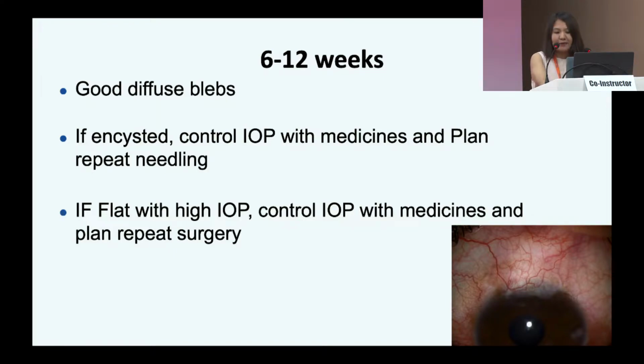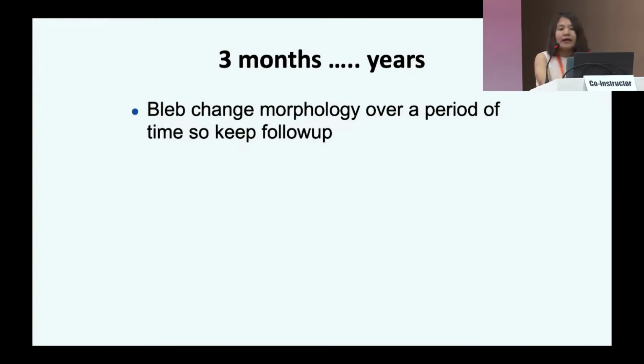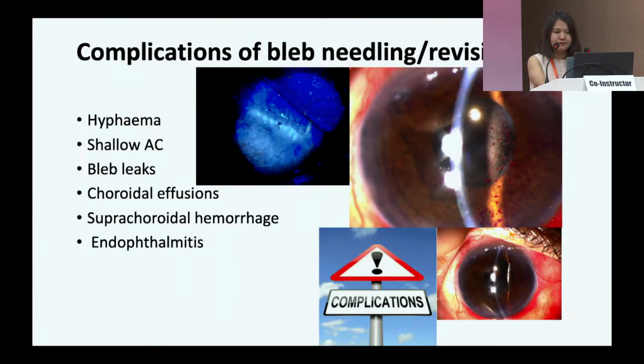But if it's a flat bleb, you can plan a repeat surgery or a glaucoma drainage implant in such cases. And always remember that doing any filtration surgery and a revision surgery is constantly evolutionary. The bleb is always undergoing changes throughout, so it's an ongoing process. You must keep follow up over a period of many years.